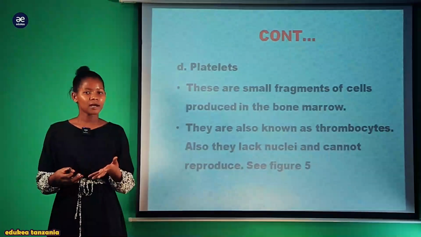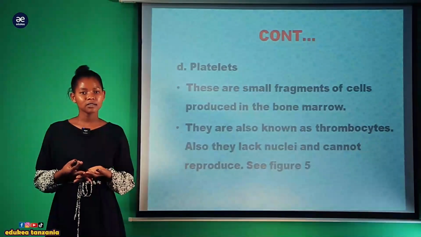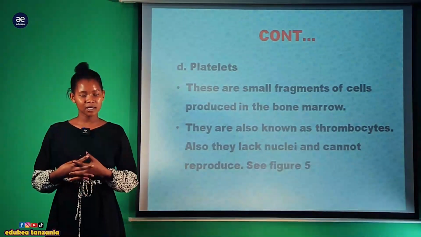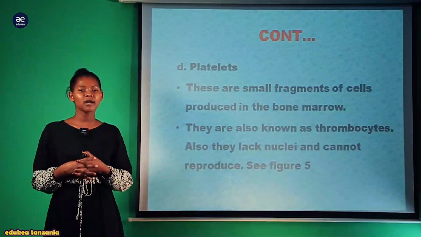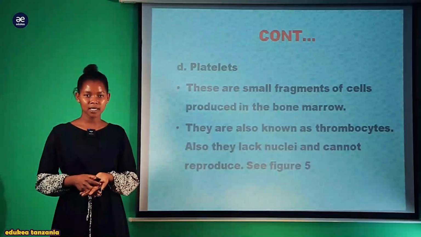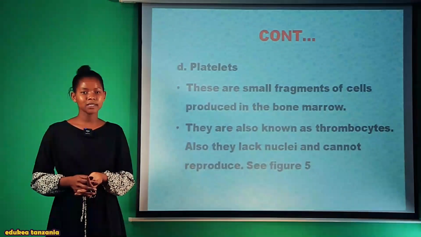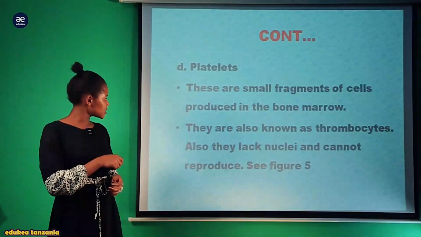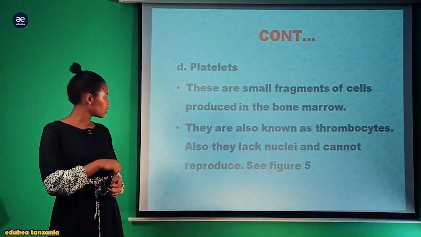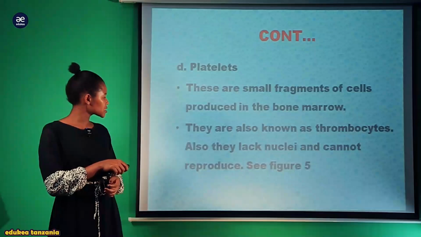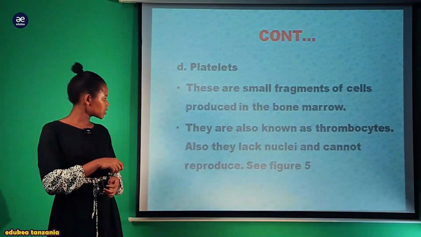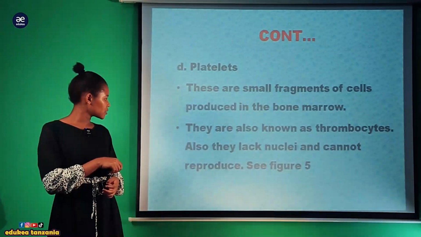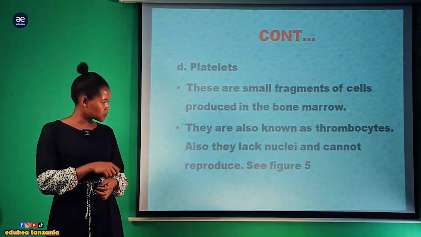Now, I hope you get an insight on the T helper cells and white blood cells as whole and how HIV affects the T helper white blood cells. Now we are going to look on the platelets. These are small fragments of cells produced in the bone marrow. They are also known as thrombocytes, see? And also they lack nuclei and cannot reproduce. We are going to see it in figure 5.